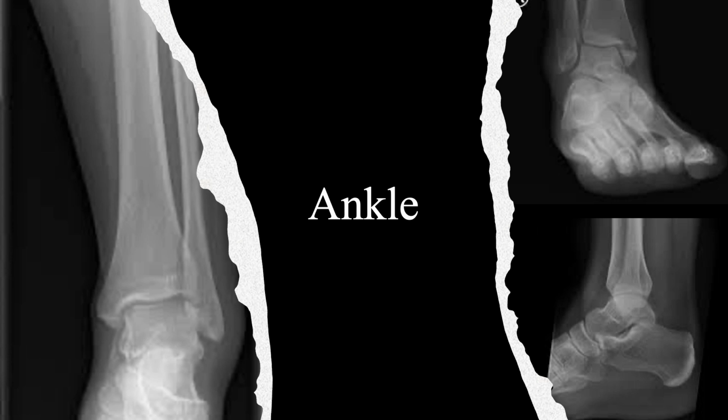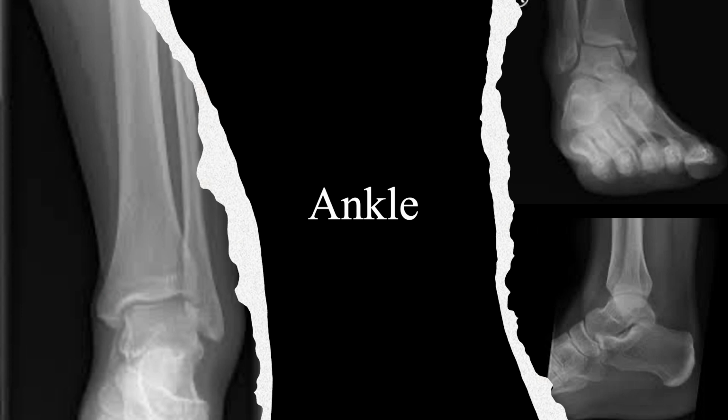And then the AP or the Mortise view, so it would be up here. You want to look at the tibia and fibula, and there should normally be a small overlap here. The gap, you don't want it to be less than about 6 millimeters here. It should be about 6 millimeters there. You have the medial malleolus and the lateral malleolus. So you have the medial malleolus here, the lateral malleolus here. So this is the lateral, this is the medial.